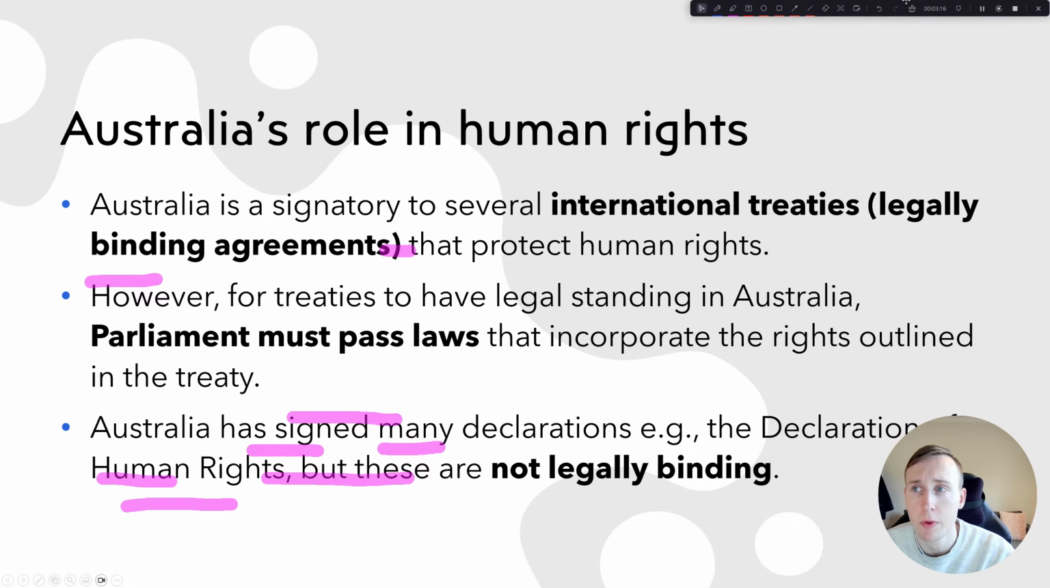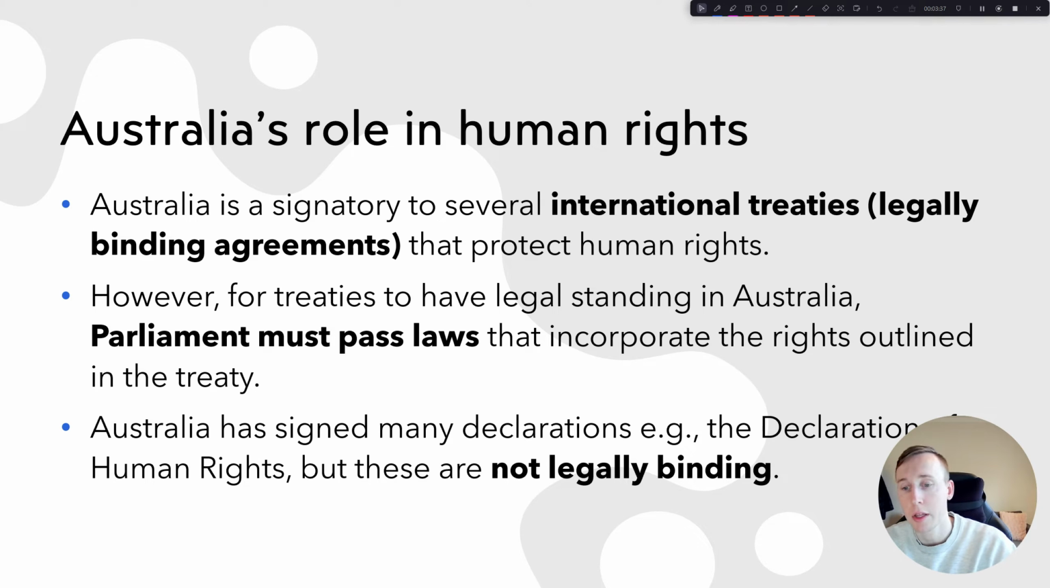In general, in terms of Australia's role in human rights, we have signed many international treaties, which are legally binding agreements that protect our human rights. But for these rights to be binding, Parliament has to pass laws to incorporate these particular rights. Like I mentioned on that last slide, we've also signed declarations like the Declaration of Human Rights, but these aren't legally binding. So there aren't as many consequences, and they're quite difficult to enforce if countries decide to breach a declaration. All right, so that's a general overview about our rights in Australia.